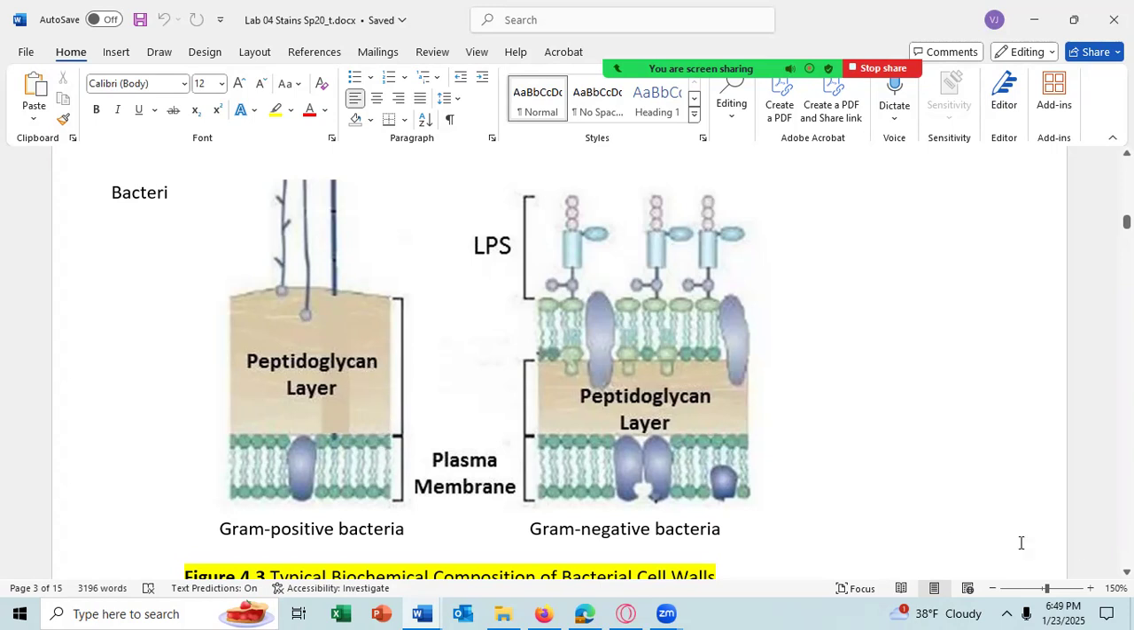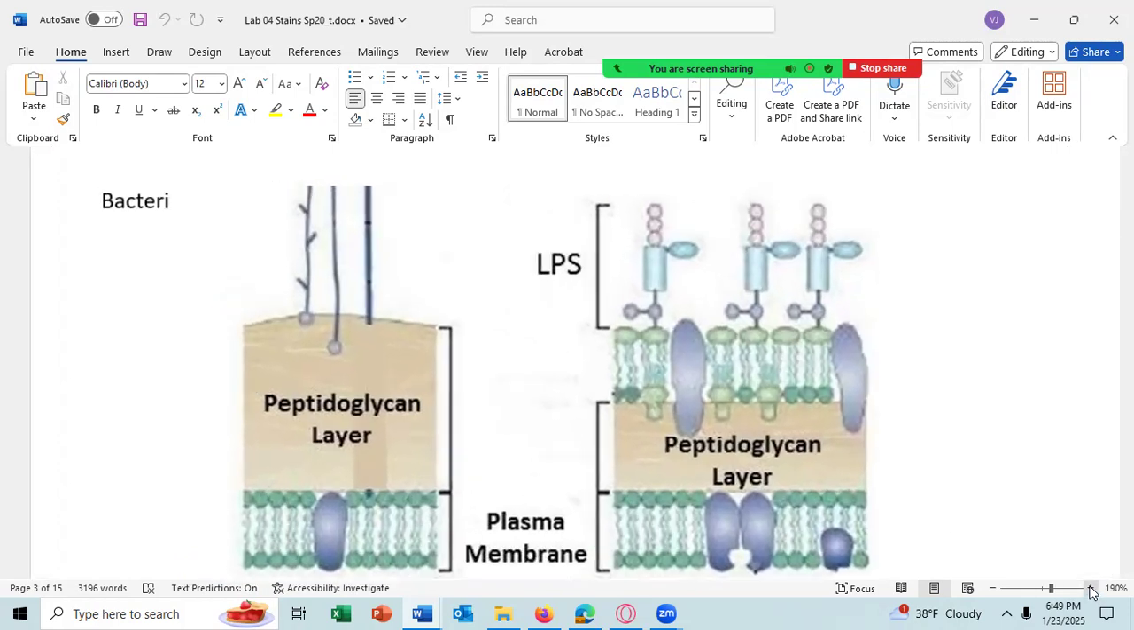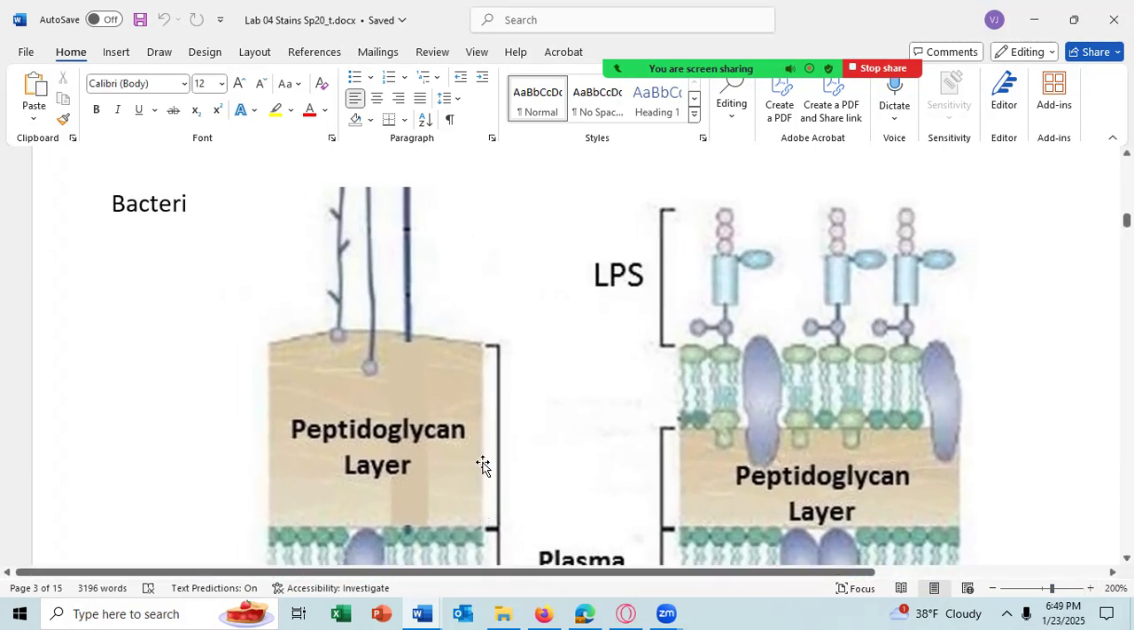Let me blow this up a little. I don't know how many are here, but there's a layer, there's a layer, there's a layer, there's a layer, and then here it's hard to distinguish the layers. But between 30 to hundreds of layers of peptidoglycan stacked one on top of the other. Very thick peptidoglycan layer in the cell wall in the gram-positive cell.